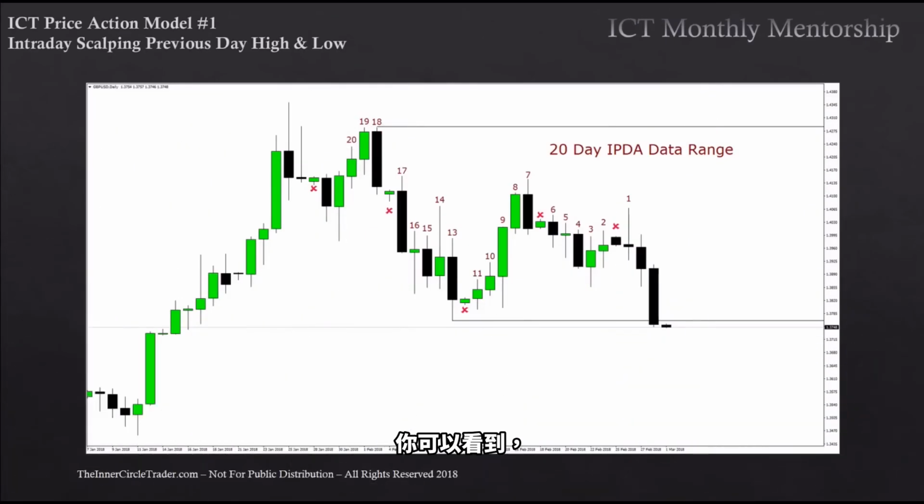Okay, so I'm zoomed in here a little bit. And you can see obviously the highest of the last 20 days is right in here, and the lowest of the last 20 days is right here. Now obviously this is a relatively equal low, so the liquidity pool is going to be resting right below that.